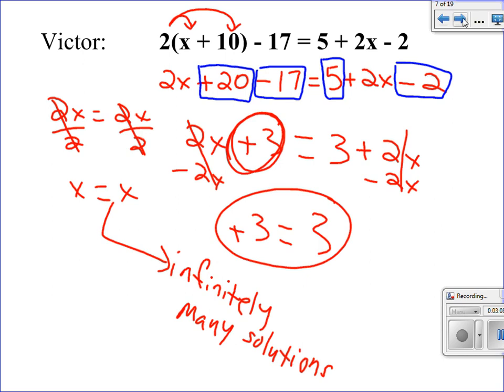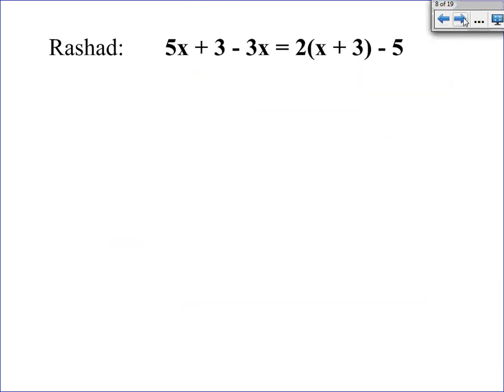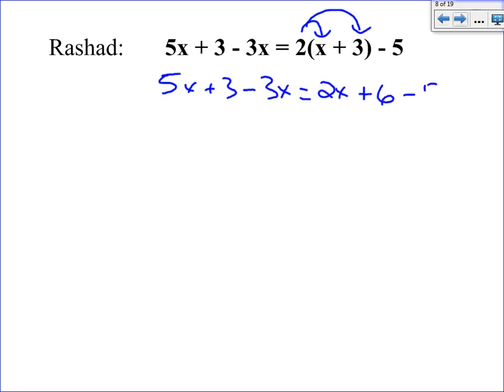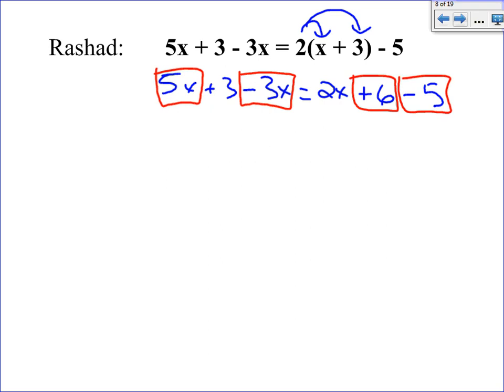Okay, so let's look at the second equation. This is Rashad's equation. We have 5x + 3 - 3x = 2(x + 3) - 5. Need to get rid of these parentheses by doing the distributive property. 5x + 3 - 3x = 2x + 6 - 5. On the left-hand side, I see some like terms. I'm definitely going to want to combine those. We have a 5x and a minus 3x. And on the right side, we have a 6 and a minus 5. So I'm going to combine all my like terms in one step.